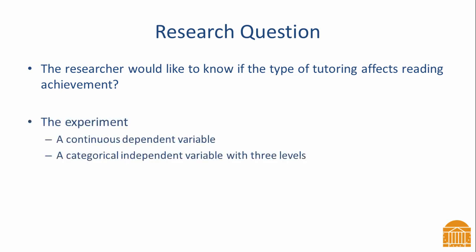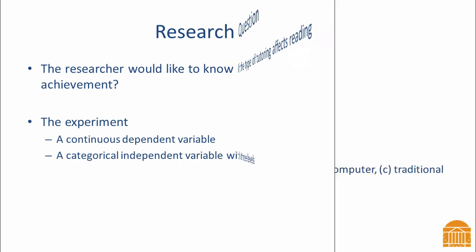This experiment has a continuous dependent variable and a categorical independent variable with 3 levels. This design is different than what we had seen before. Recall that an independent samples t-test involves a categorical independent variable with only 2 levels. Now we have 3 levels. How could we analyze this data using methods that we already know?